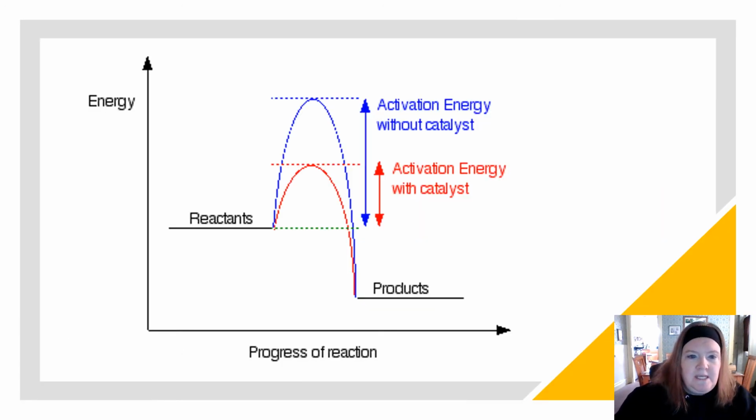All right, so you can see here's a reaction without a catalyst up here. Do you see how it requires more energy? With the catalyst down here, it requires less energy, but we have the same starting point, the same ending point. It just takes us less energy to get there.